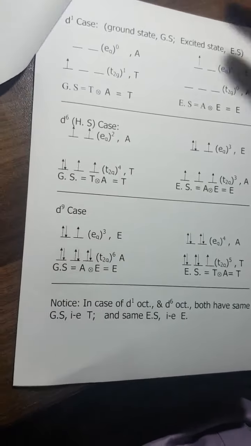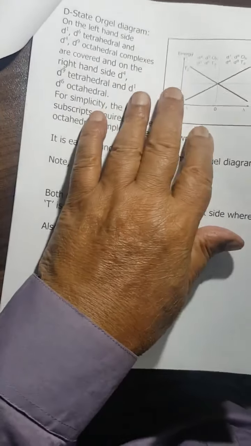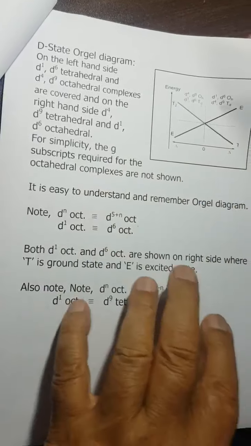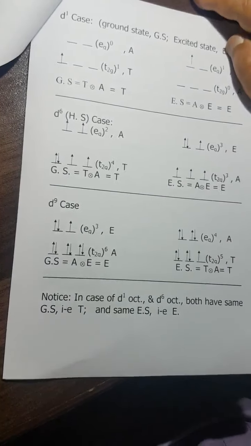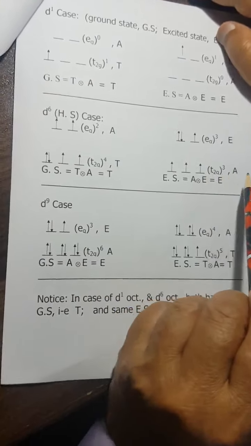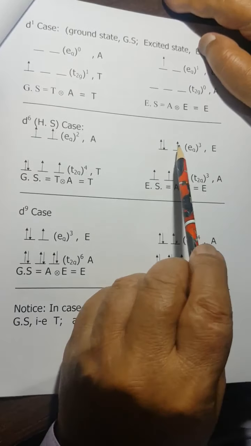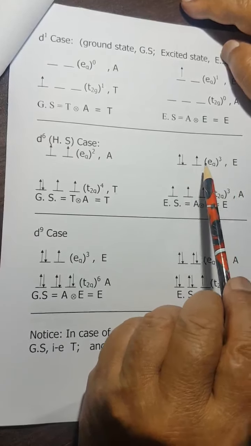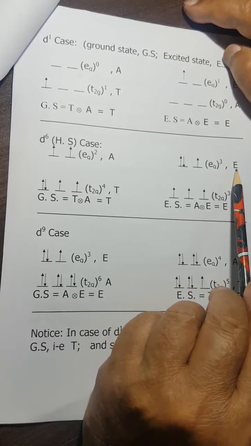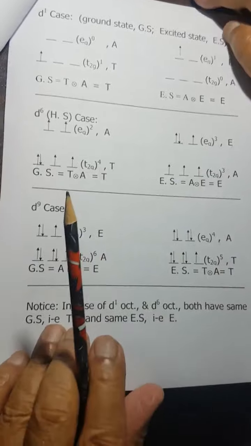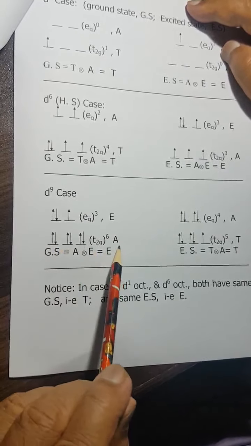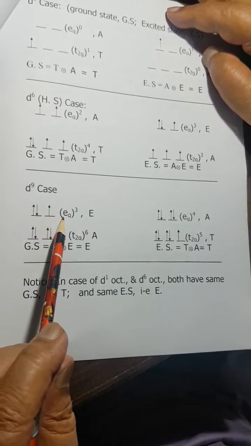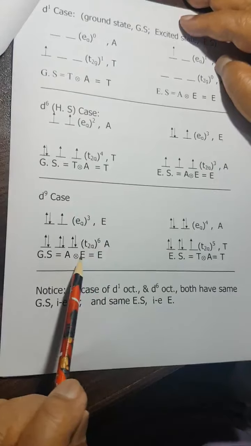I want to go back to the Orgel diagram. The ground state of d6 octahedral is T. It is the same thing, no problem at all. And let's come to this one. Now this is half filled, so it should be A. This is not half filled, this is not completely filled, so it is not A. It is eg, so this will be represented with E. Please note it. Again, this is not full, this is not half. This is eg3, so A multiplied by E is again E.